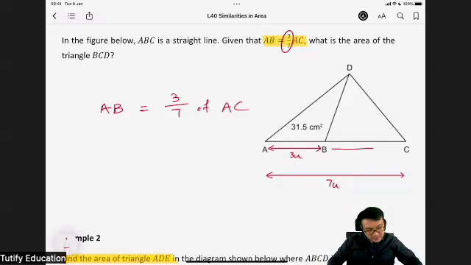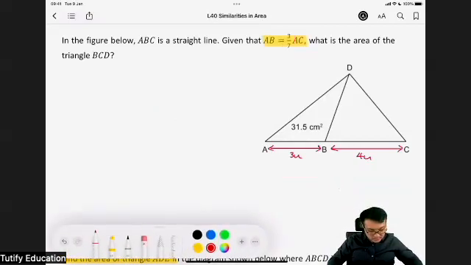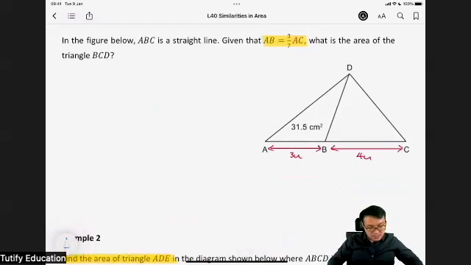And therefore, Talia, what about BC? How many units is BC? 4 units. Good job. 4 units. So students, now we already know how many units they are. Okay, the next thing that I want to do is this.